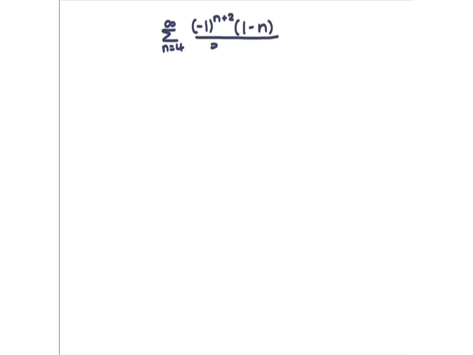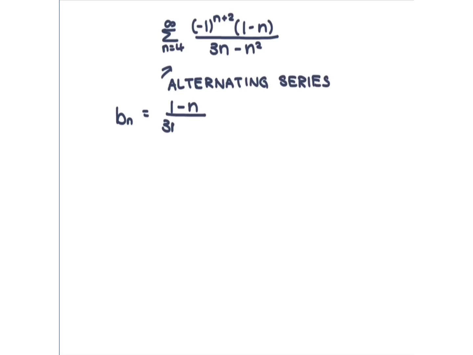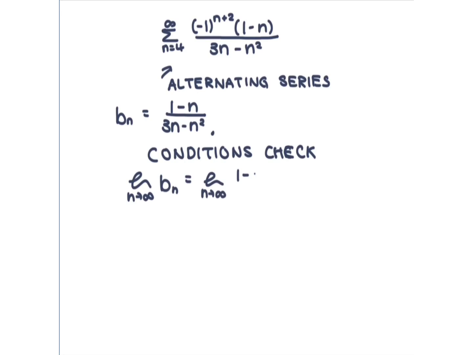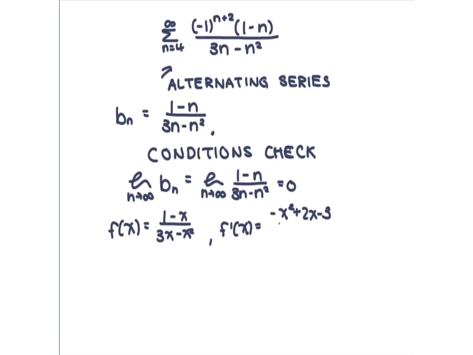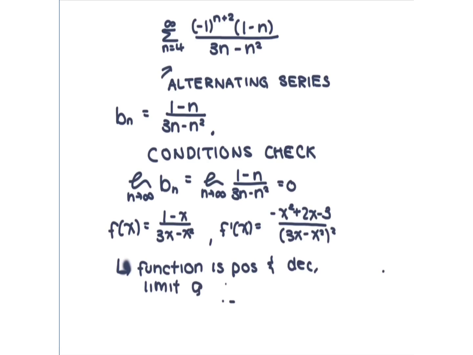This series looks slightly different. What could it be? It's an alternating series. That means we can take out b sub n. Let's check the conditions. The limit as n approaches infinity of b sub n equals 0. And by deriving, we find that b sub n decreases on the interval. Therefore, by the alternating series test, the alternating series converges.